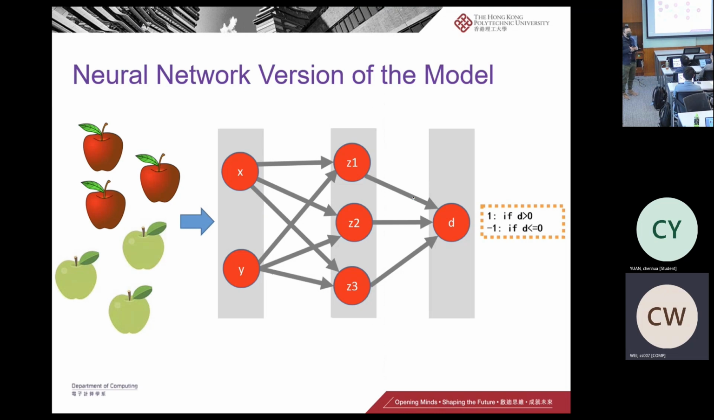Instead of using one line to separate them, we can actually use more lines, right? So here we can use 3 lines. You can see the correspondence here: we are using X, Y. When we send the values X, Y to Z1, that corresponds to 1 line, right? When we send those 2 values to Z2, we are defining another line. And the same, where we have the 3rd line here.